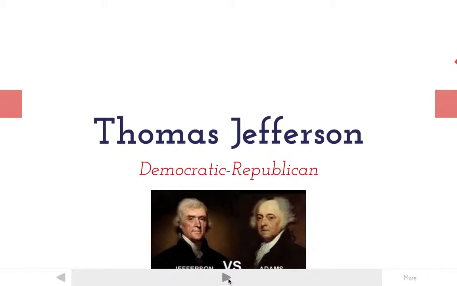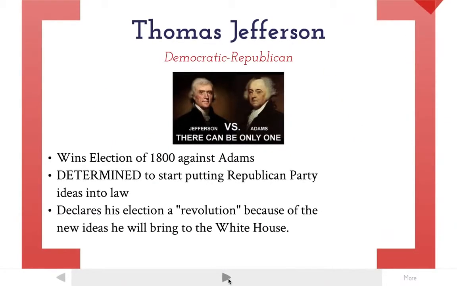Thomas Jefferson is the first Democratic Republican president to be elected. The election was Jefferson versus Adams, and it was one of the first elections where party politics was really involved. You have one clear party, the Democratic Republicans, versus another clear party, the Federalists. So Jefferson wins the election of 1800 against Adams. He is determined to start putting Republican Party beliefs into law. For all these years with Adams, and even a little bit with Washington, more Federalist beliefs were being passed into law and very few Republican beliefs. So let's see what happens here.